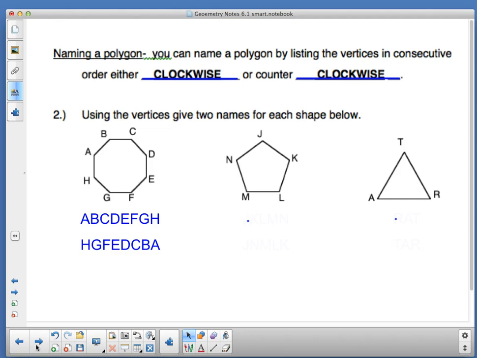I just want you guys to come up with 2 ways each to name the last 2 polygons in this problem. But anytime you name polygons, you cannot crisscross across the polygon. Okay, you name them in order. You start at one vertex, you name them in order as you're going around, as if you're drawing the polygon for the first time.